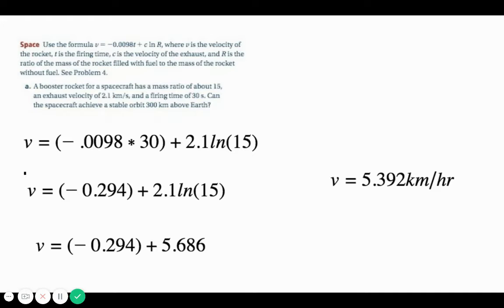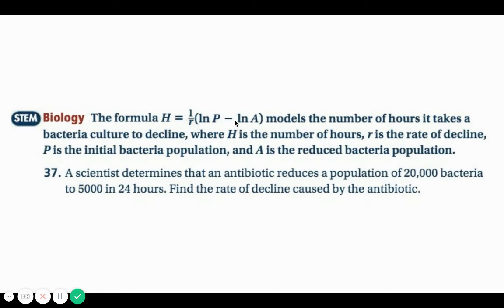So again, it looked complicated. It was really wordy, but it's just plugging these numbers, including a natural log, into an equation and solving. So next we're going to move on to biology. And this is a different formula. It's more complicated simply considering that there's two natural logs now, but we're going to work this out. So the formula H equals 1 over R times natural log P minus natural log A models a number of hours it takes bacteria to culture to decline, where H is the number of hours, R is the rate of decline, P is the initial bacteria population, and A is the reduced bacteria population.